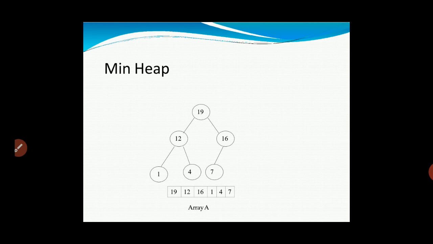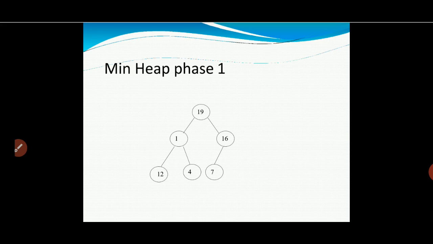So we will discuss min heap here. First we will check whether this is a min heap: 19 12 16 1 4 7. What is the property of the min heap? We have discussed that in a min heap the parent is less than or equal to the value of the child, but here the parent is 19 and the children are 12 and 16, so this is not a min heap. So we will go for the min heap.